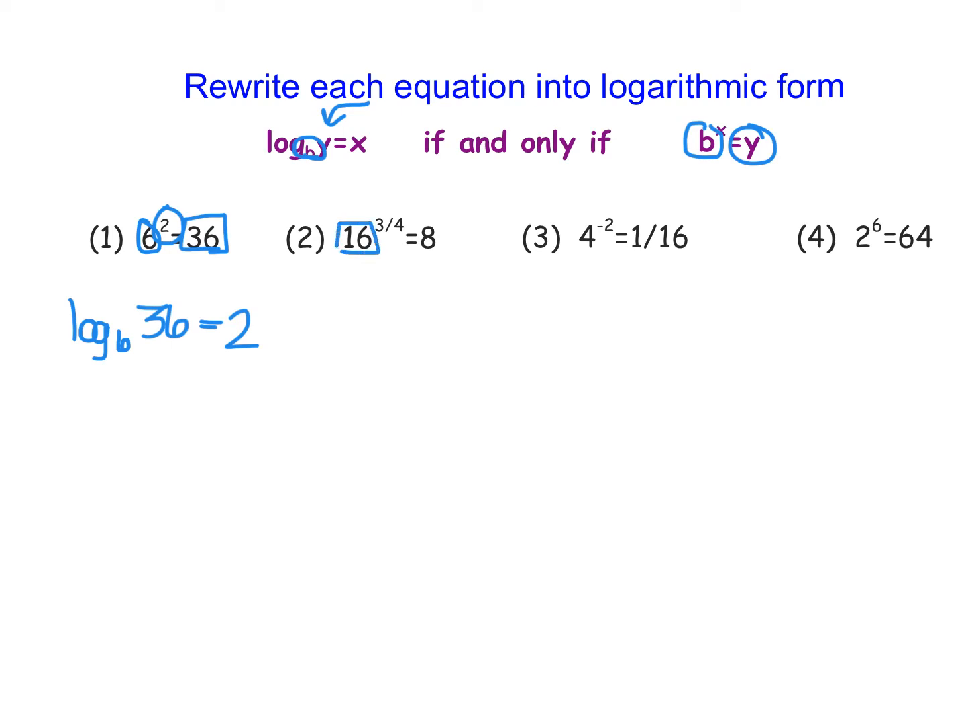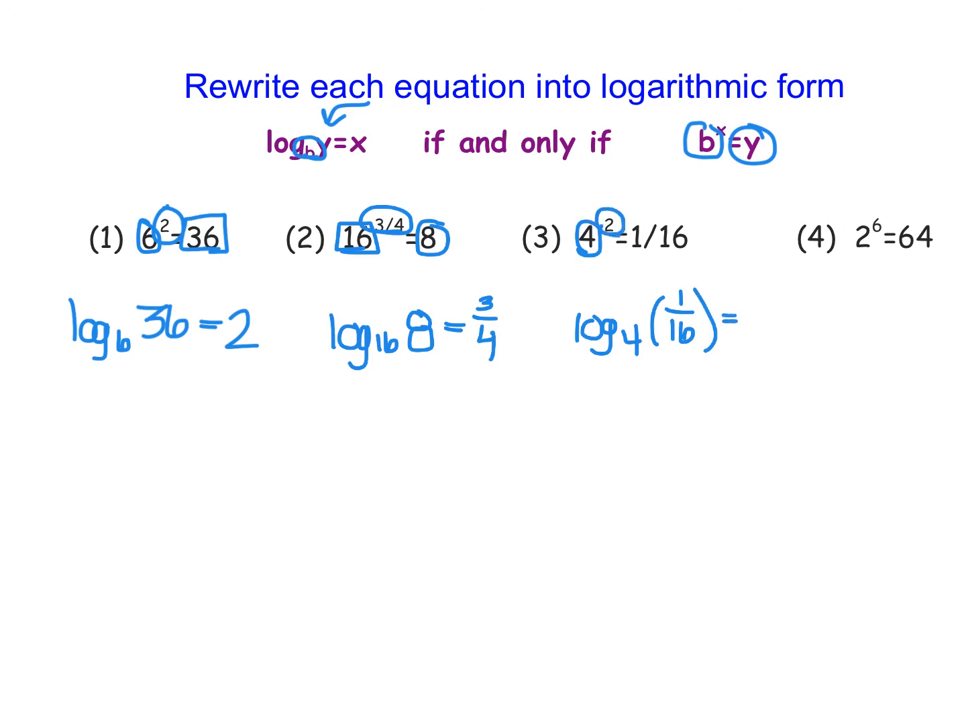Our base of our exponent is 16, so the base of our log is 16. Inside of our log is the value on the other side of the equal sign, which is 8, and that's equal to what's currently in the exponent, which is 3/4. We then move on to the next one. Here we have our base of 4, so log base 4. Then the 1/16 is what's inside of our log, because that's on the opposite side of the equal sign. And then what's in our exponent becomes what we're equal to.